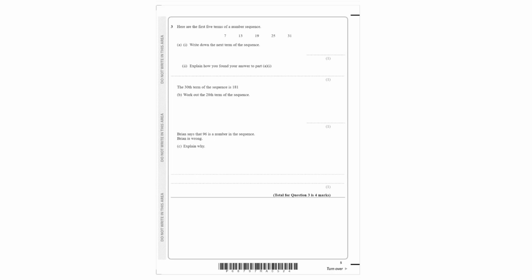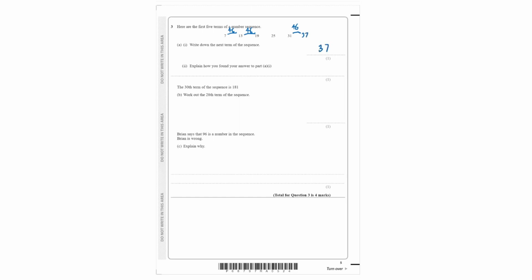Here are the first 5 terms of a number sequence. Write down the next term of the sequence. We can say that the difference between 13 and 7 is plus 6. And we can say that the difference between 19 and 13 is plus 6. So we can assume that the next value will simply be 31 plus 6, which is 37.